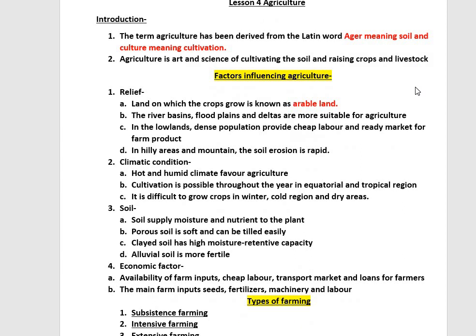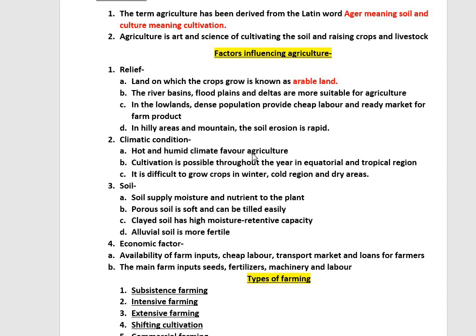Now, there are various factors which influence agriculture. Number one is relief, second is climatic condition, third is soil, fourth is economic factors. So let us study them one by one. Number one is relief. Point A.